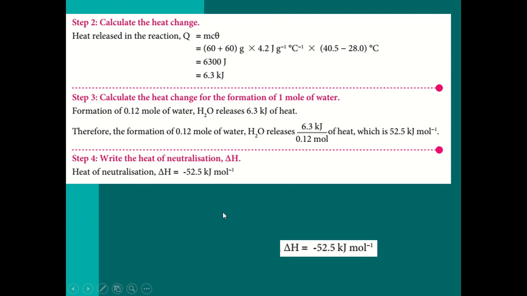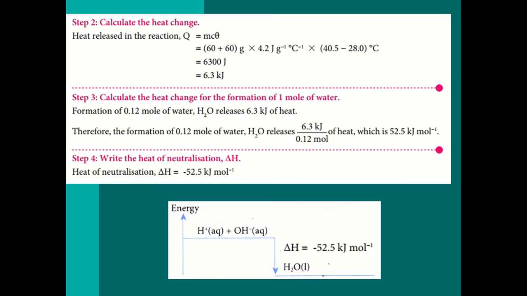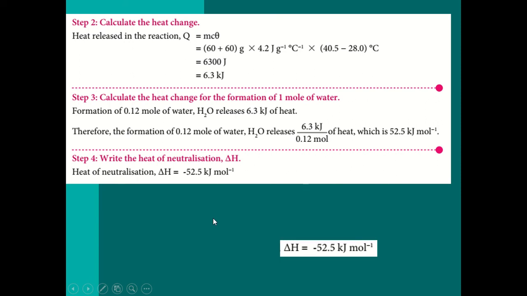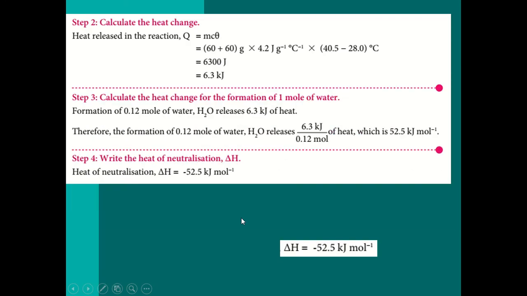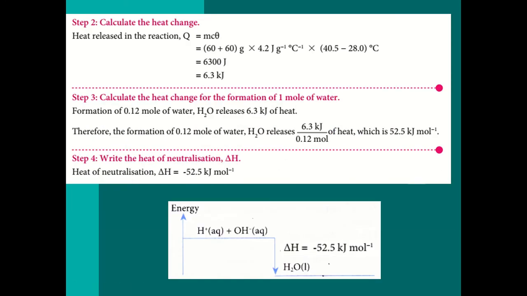Jadi last step, kita pun biasa draw lah dia punya energy level diagram. Jadi dia punya equation boleh tulislah dia punya ionic, ataupun you nak tulis dia punya chemical equation pun boleh. Yang ni mana tadi? This one pun boleh. So ini reactant, ini product. Okay, alright. So exothermic menurun, anak panah, dan letaklah nilai delta H yang you kira tadi.